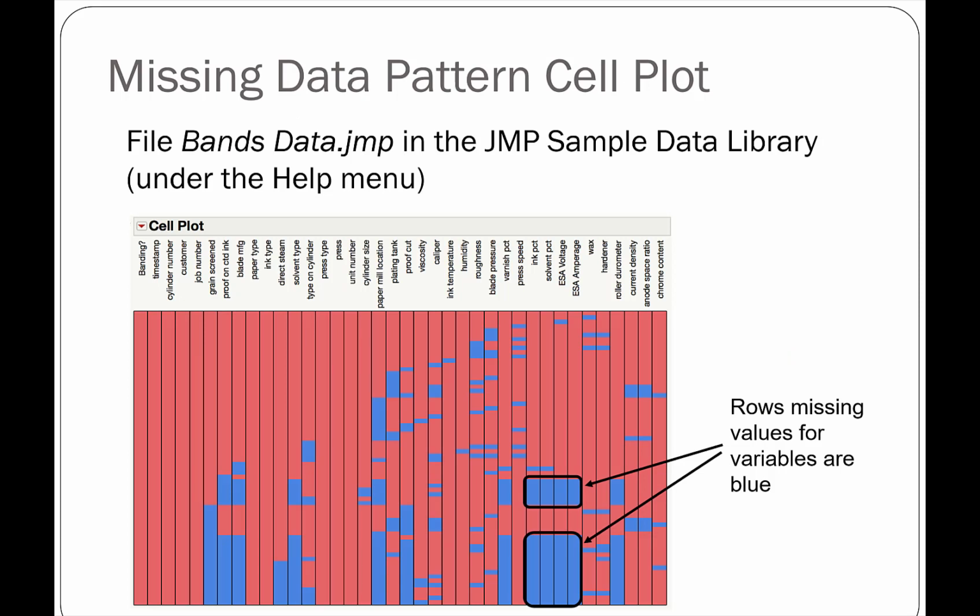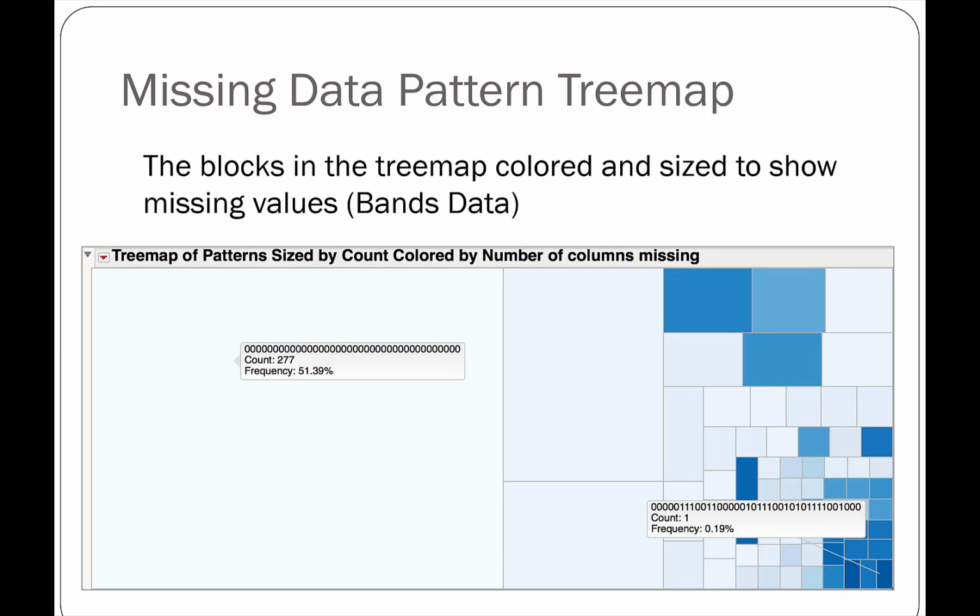Missing data can also be described using the same sort of notion, and anywhere you've got red, that means there's no missing data. Blue means there are missing data points. So you can look at this and see very quickly, very easily where the data is missing, and it's all kind of color coordinated. And you can do basically the same thing with a tree map.